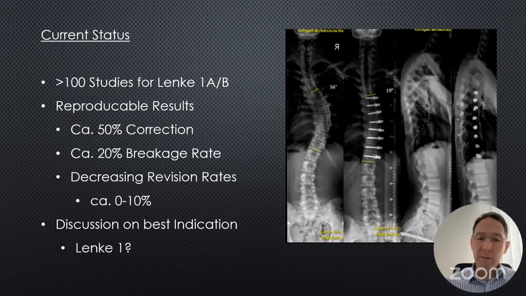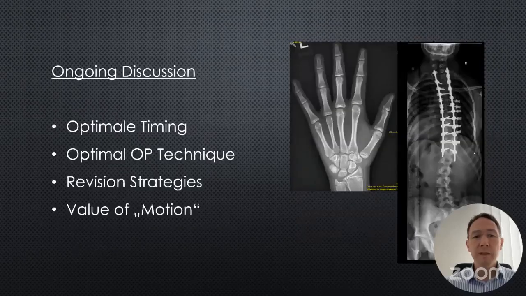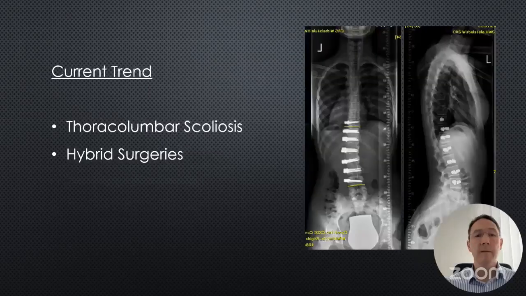The question really is, Lenke 1A curve, is that really the best scoliosis to have VBT? Because most studies are on Lenke 1 curves. There's an ongoing discussion, when is the best timing to do VBT? What is the best operative technique and surgical technique? How do we handle revision surgery? And what is the value of motion? How important is motion really, especially in the thoracic spine?